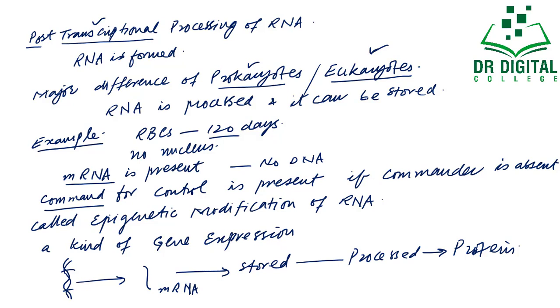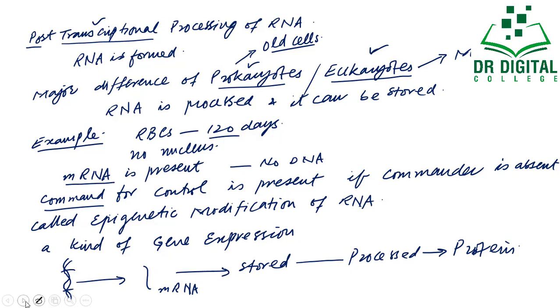But you know that eukaryotes are considered the modern cells, evolutionarily more advanced cells, and prokaryotes are called the old cells or primitive cells, or you can say evolutionarily less advanced cells. So eukaryotes should be at an advantage, but apparently you can see that in prokaryotes, from DNA RNA is formed and then it is ready to be used.